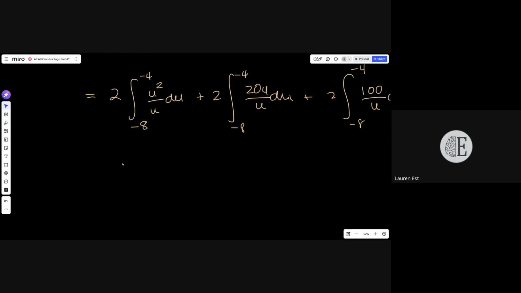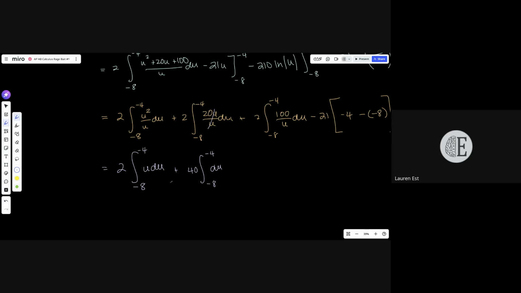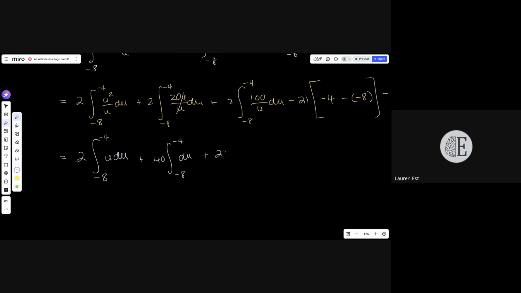Still not done. I'm going to simplify this one algebraically. I'm going to use a different color for this line. The integral from -8 to -4 now becomes u du plus the integral from -8 to -4, these cancel. This actually is 2 times 20, which is 40 du plus 200 1 over u du.